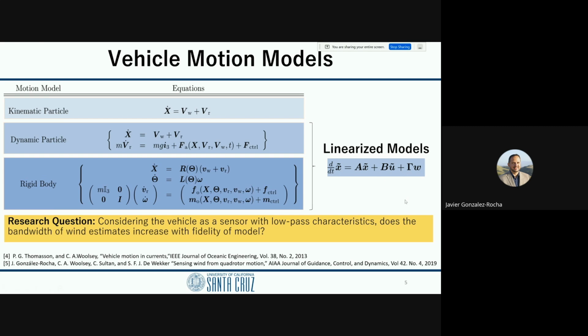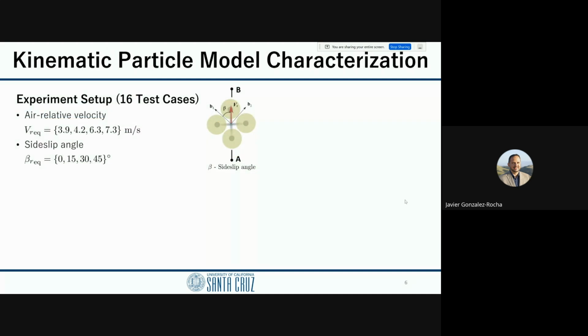The question that I posed was, considering the vehicle as a sensor with low pass characteristics, does the bandwidth of the wind estimate increase with the fidelity of the model? Do we get a more accurate wind estimate with a more sophisticated model?